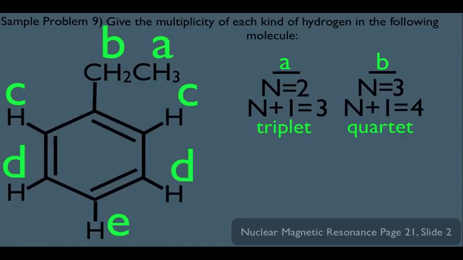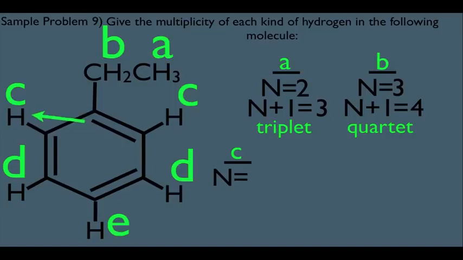Now let's investigate the C-type hydrogen. And remember, we could look at either one. It doesn't matter. We're going to get the same answer. Let's look at this hydrogen right here on the left. Notice his only neighbor is this D hydrogen right here. Therefore, his N value equals 1. N plus 1 in this case equals 2. So we should theoretically see a doublet for the C-type hydrogen.